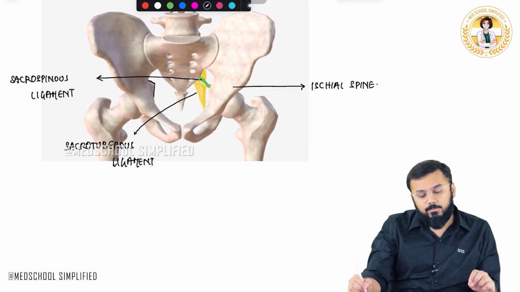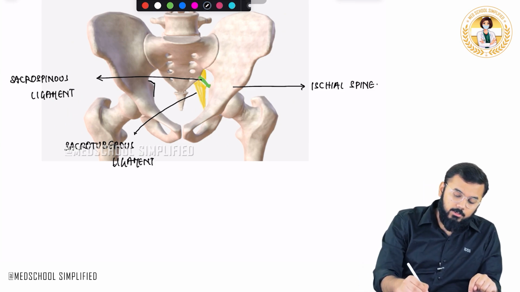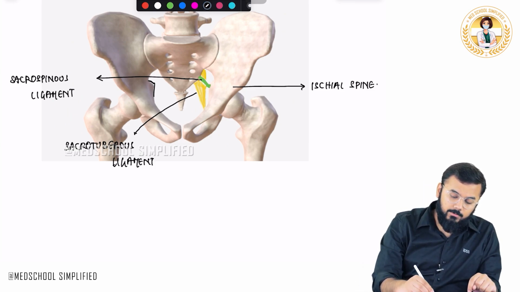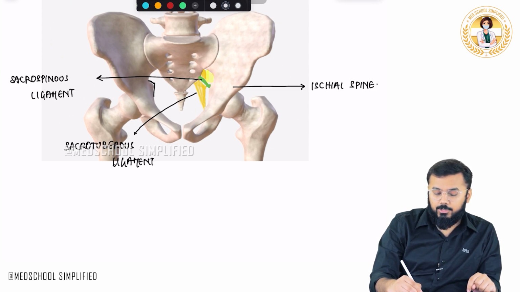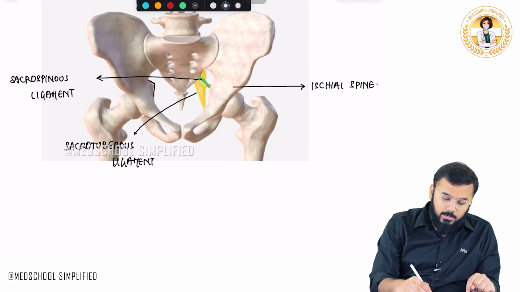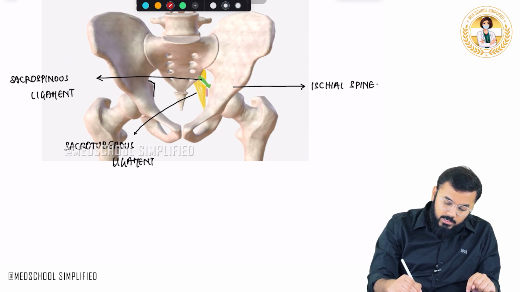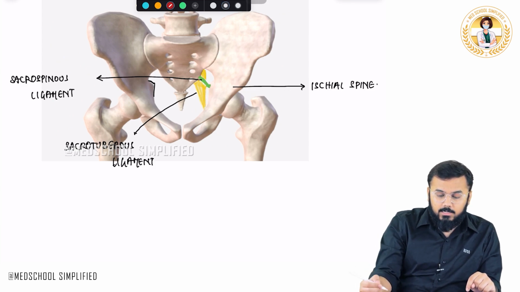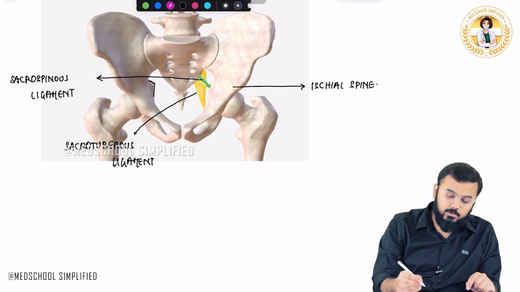Now with the help of the sacrospinous ligament and sacrotuberous ligament, you see two important notches, right? This particular notch which I am shading with the yellow color is called the greater sciatic notch, and below that you see another notch. This is called the lesser sciatic notch. So we have the greater sciatic notch and the lesser sciatic notch.